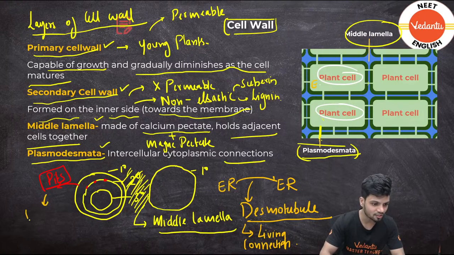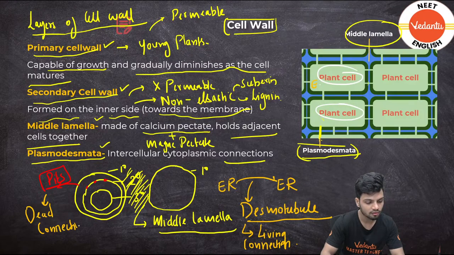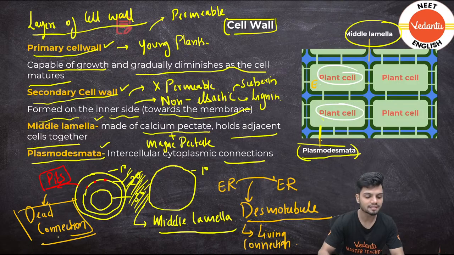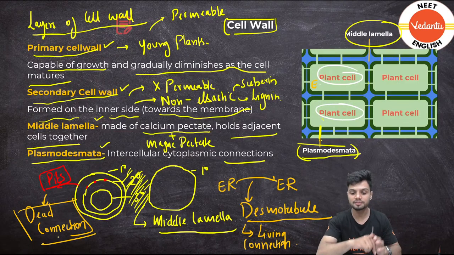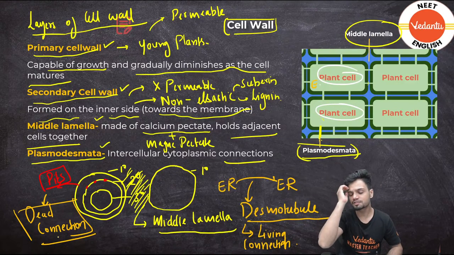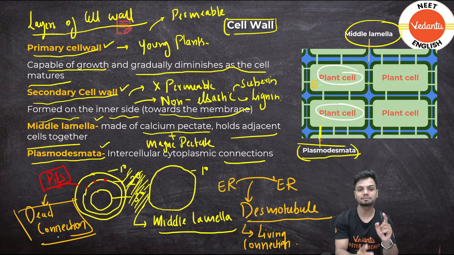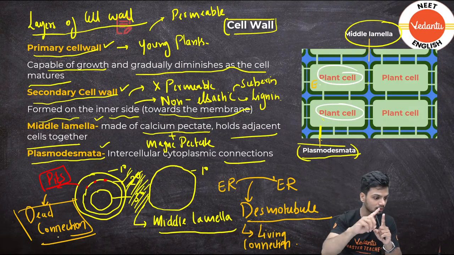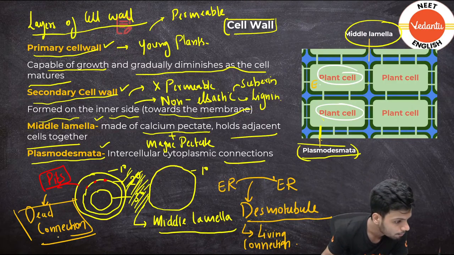This is the dead connection. Pits are the dead connection, which help in the exchange of things. Then we have the desmotubule, which is the living connection, a connection between the ERs.